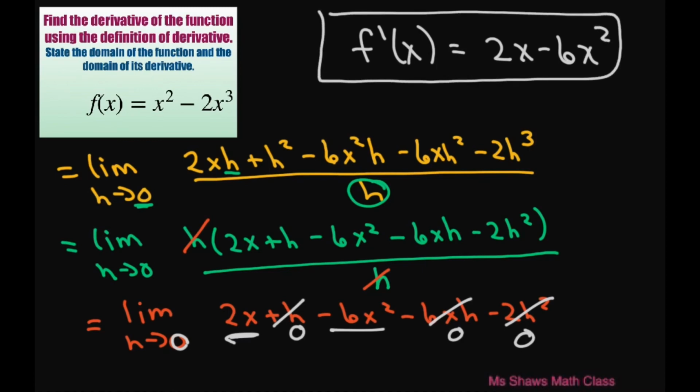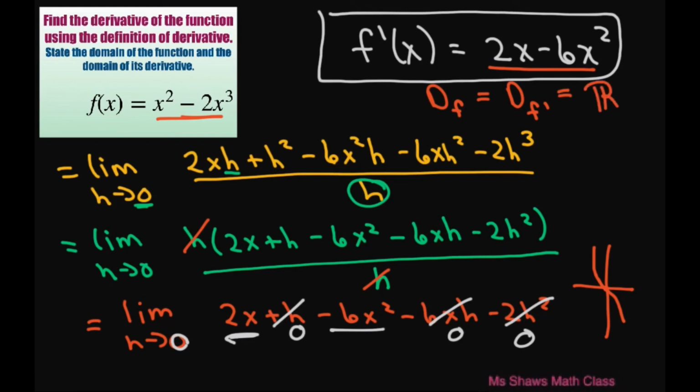Now for the domain of this cubic function, you know it looks like this. It's a negative, so it's kind of like this. So the domain of f equals all real numbers. The derivative is a quadratic that opens down, and the domain of your derivative also equals all real numbers, so double R.